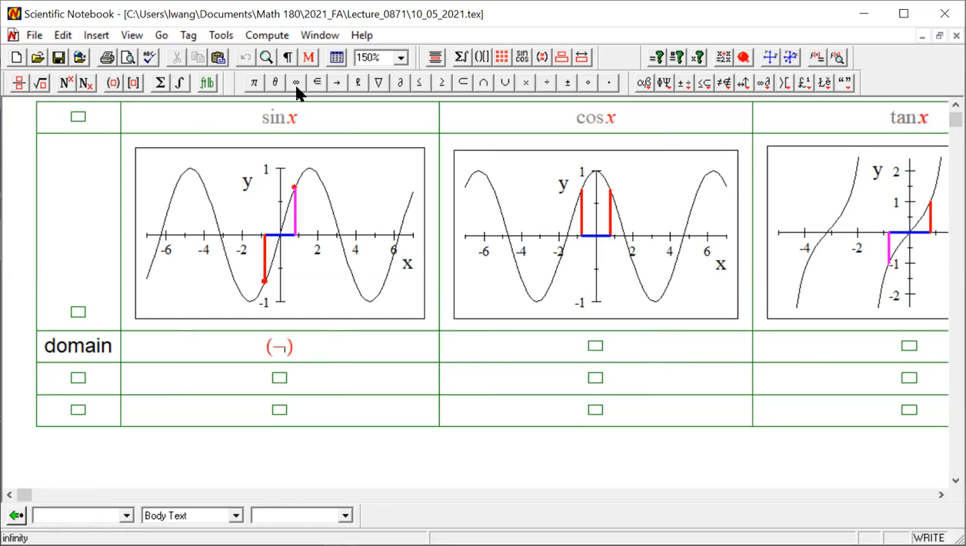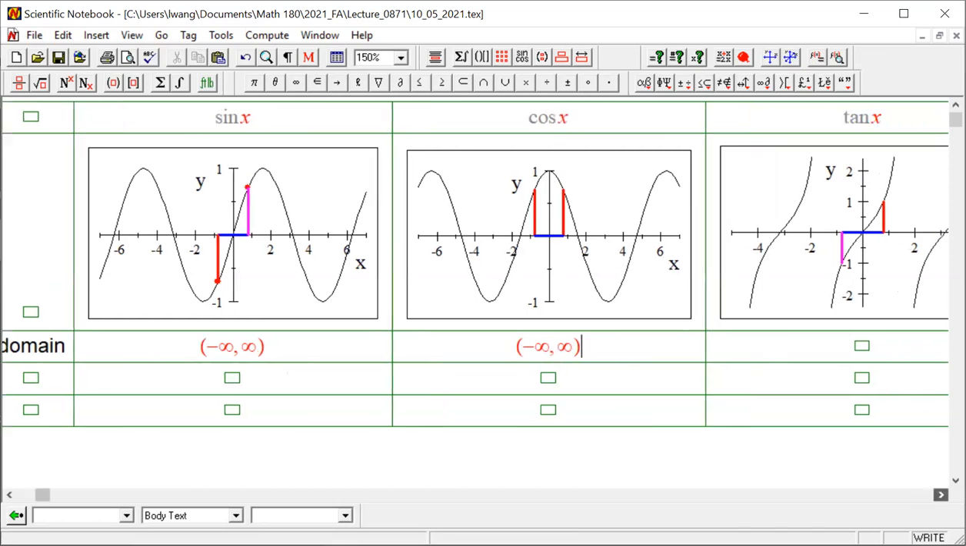Everybody should know that, right? From negative infinity to positive infinity. And cosine, the same thing. So these features described on the picture are the same all the time. And the tangent, however, what's the domain for tangent?